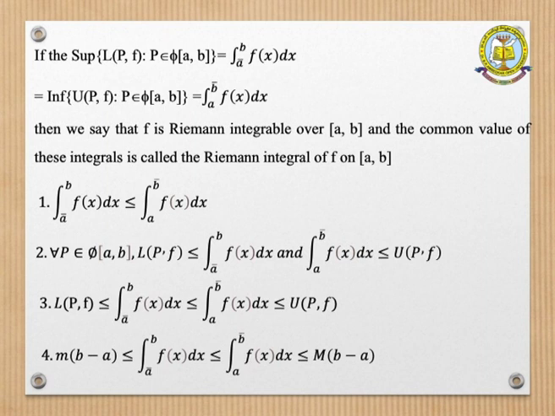Now, if the supremum of LPF is equal to the infimum of UPF, that means the lower integral a to b of f(x) dx is equal to the upper integral a to b of f(x) dx, then we say that f is Riemann integrable on [a, b]. And we say that the integral a to b of f(x) dx, that is the common value of the upper integral and lower integral, is called the Riemann integral of the function f on [a, b].